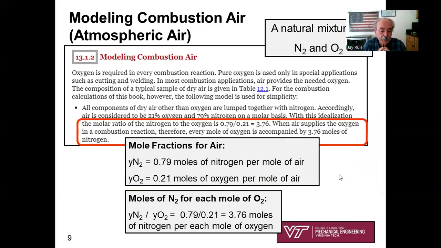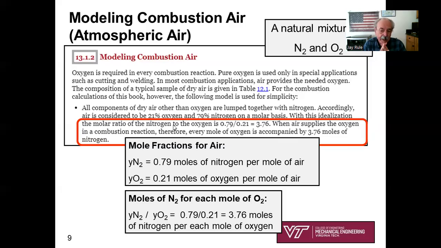So if we go into your chapter 13.1.2, how do we model air? How do we model air that we're going to use as our oxidant in our combustion? Well, I hope in chapter 12 you recognize that air is made up nearly totally of nitrogen and oxygen, and it's mostly nitrogen. It's about 79% nitrogen and 21% oxygen by mole fraction. In other words, by volume, 79% nitrogen, 21% oxygen. That's the air we breathe.